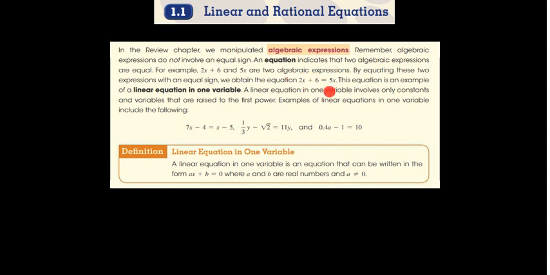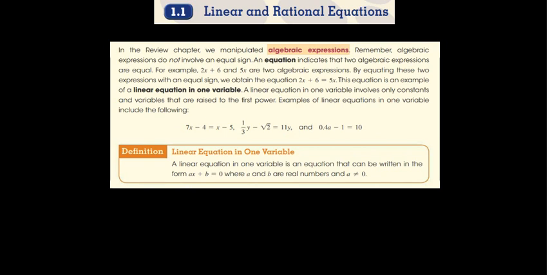A linear equation in one variable involves any constant and variables that are raised to the first power. Examples of linear equations in one variable include the following. Again, a linear equation is basically that variable raised to the first power. Obviously we'll talk about variables raised to higher orders of power, squared, cubed, to the fourth, and so on. But for today, we're talking about linear equations.